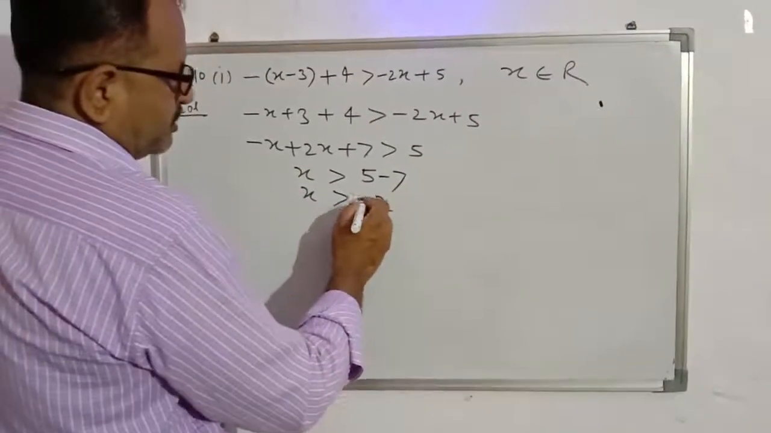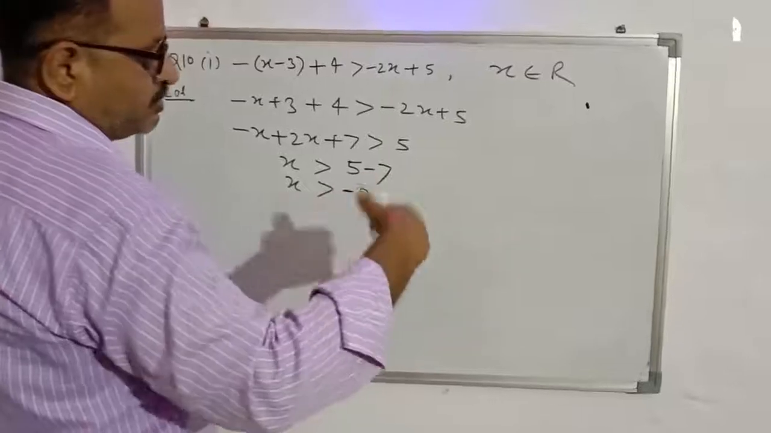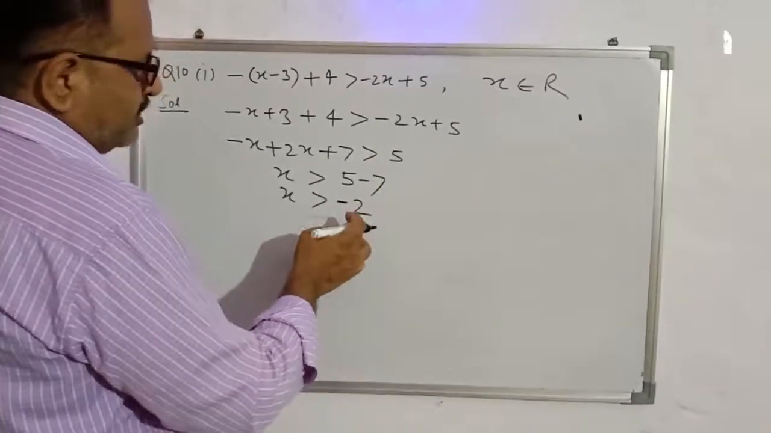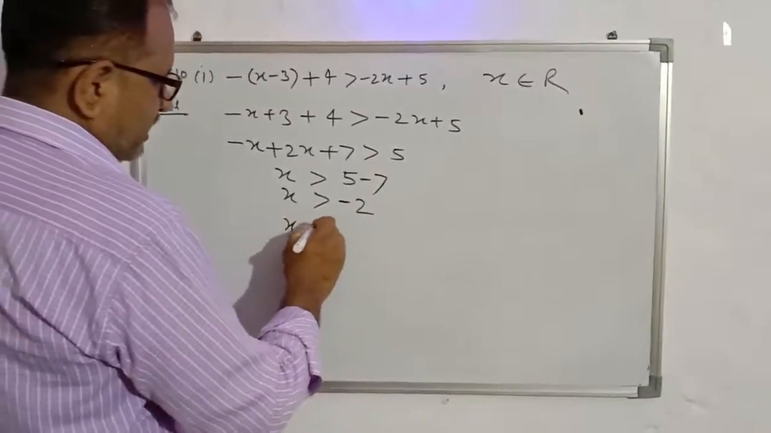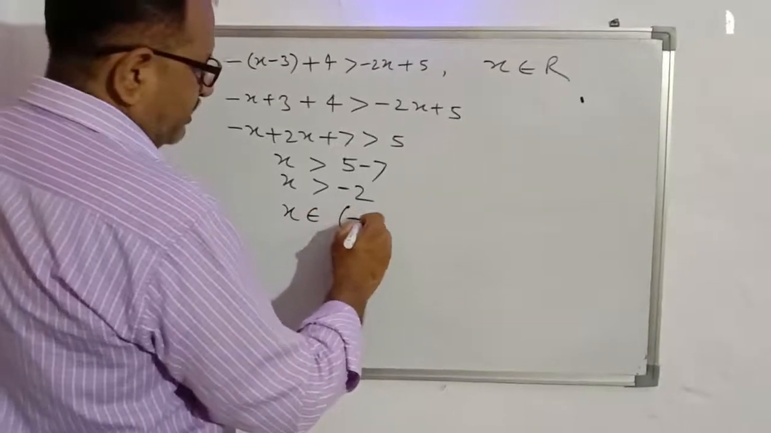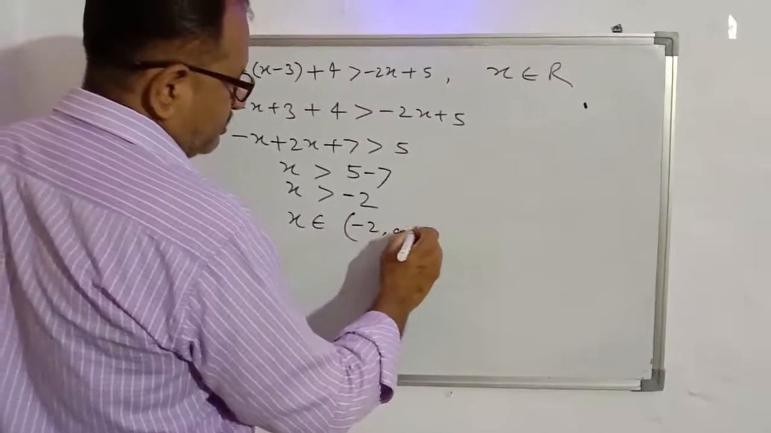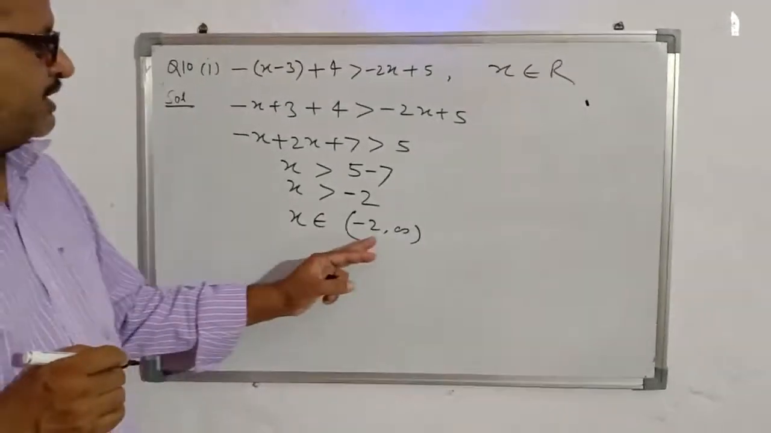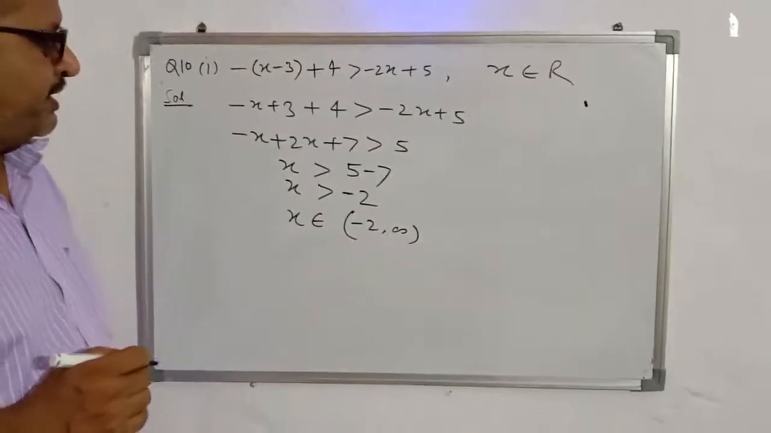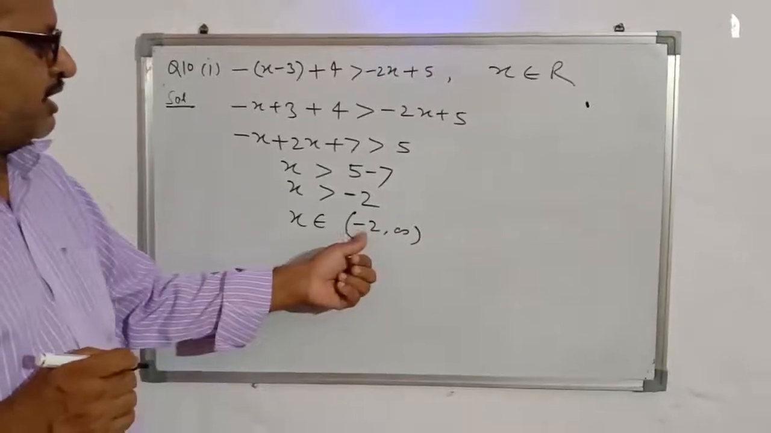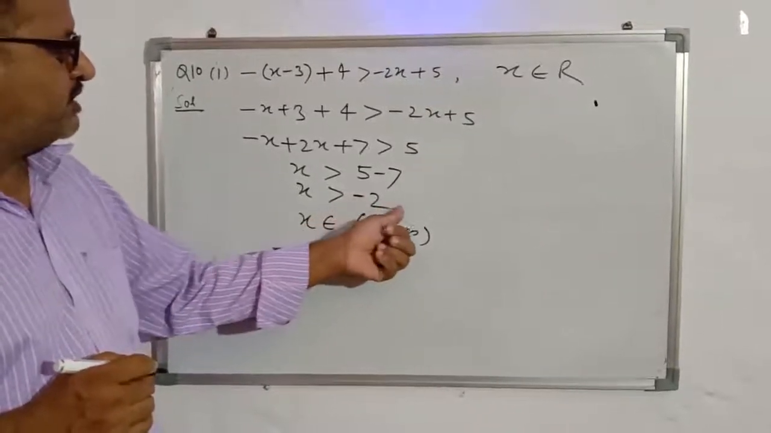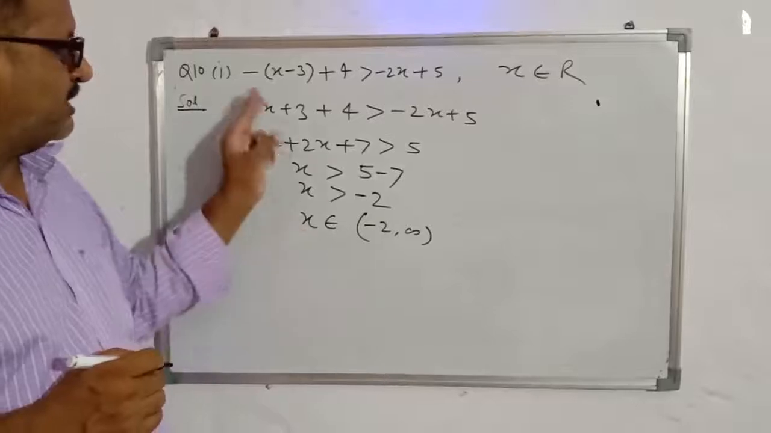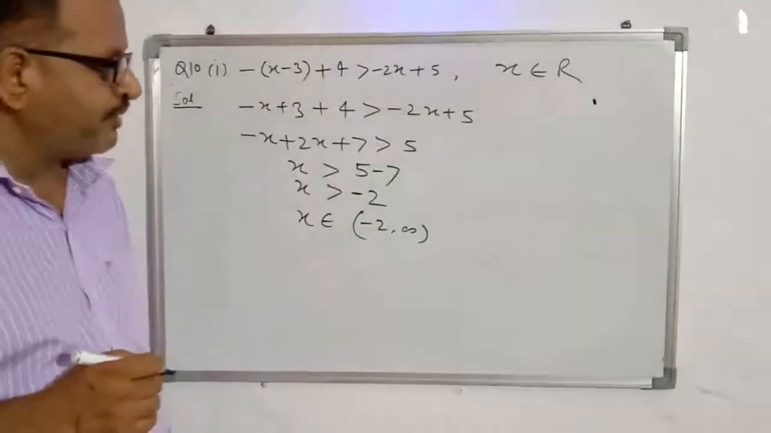So greater than minus 2 means minus 2 to infinity, excluding minus 2. So we can write x belongs to the open interval minus 2 to infinity. Minus 2 is not included here. All those real numbers which are greater than minus 2 can satisfy this inequality.